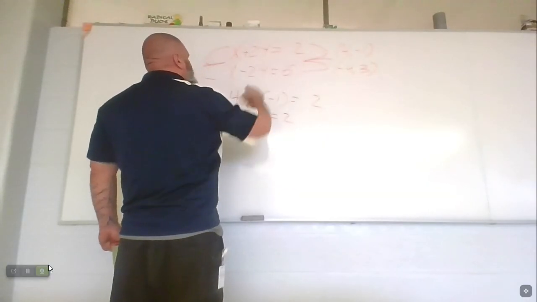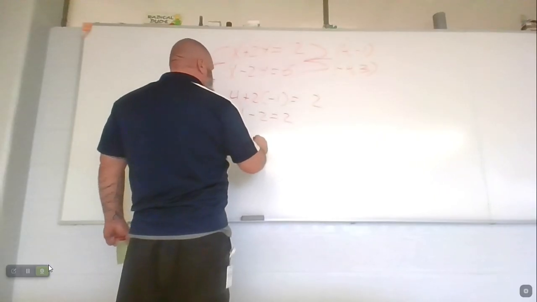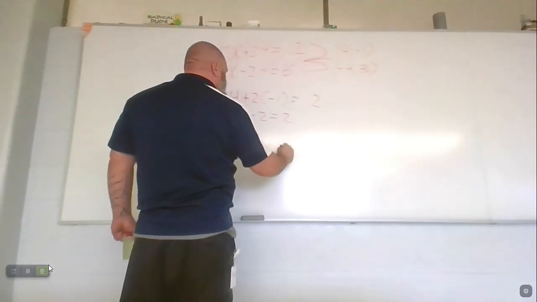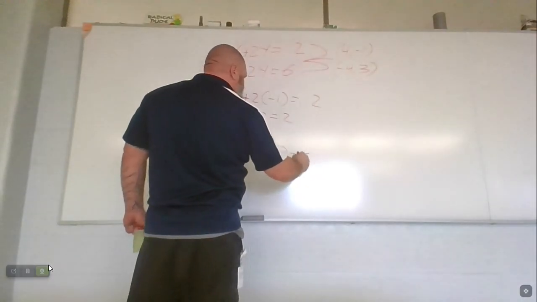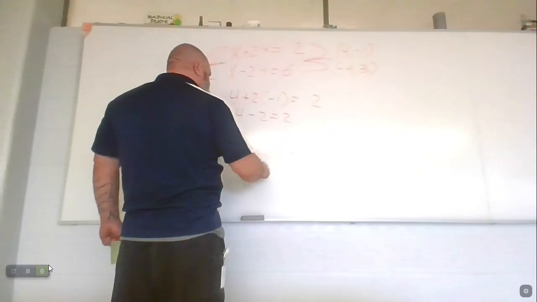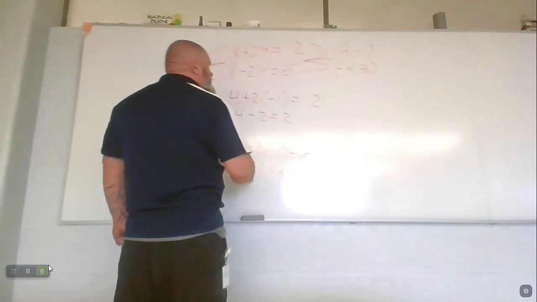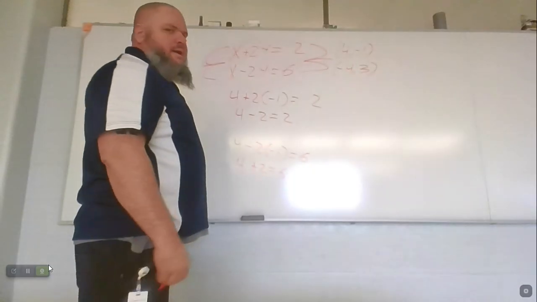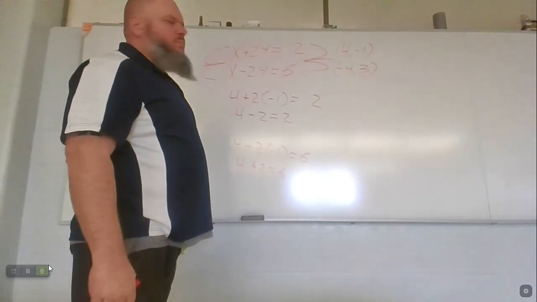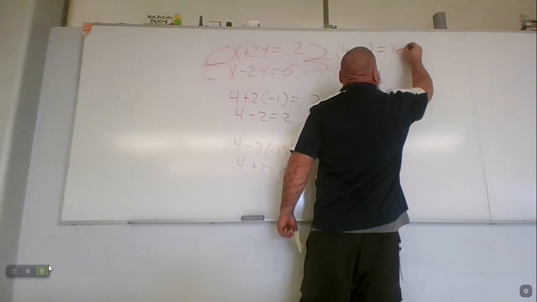Now let's try it for the second one. 4 minus 2 times -1 equals 6. So 4, -2 times -1 is a +2 equals 6. So the point 4, -1 fits both equations. So this is a solution.